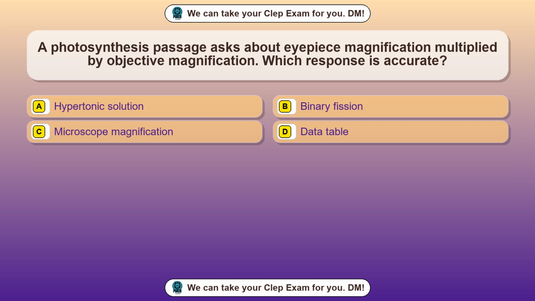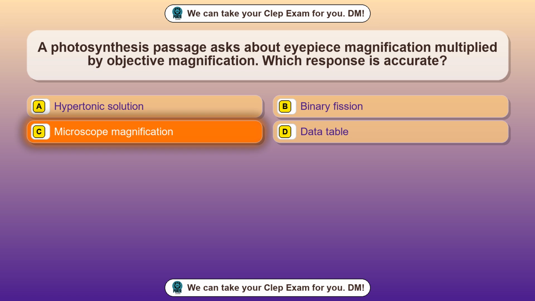Question 85. A photosynthesis passage asks about eyepiece magnification multiplied by objective magnification. Which response is accurate? Option A, hypertonic solution. Option B, binary fission. Option C, microscope magnification. Option D, data table. The correct answer is option C, microscope magnification.